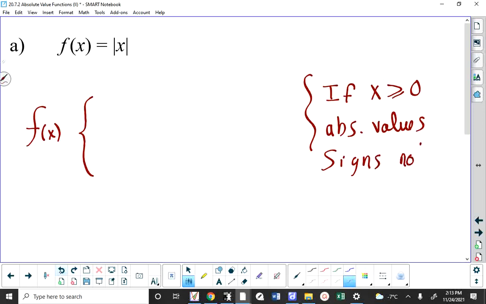Are not needed. Oh, that's a pretty valuable piece of information, because you know what I can write then? I can write that f of x is equal to x as long as x is greater than or equal to 0. If x is greater than or equal to 0, then what's the function equal to? Well, it's equal to x, because the absolute value of a positive thing is just found by removing those absolute value signs.